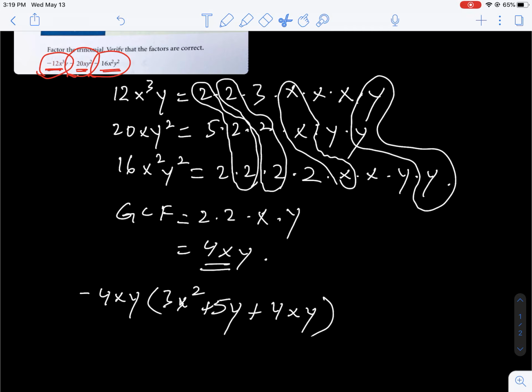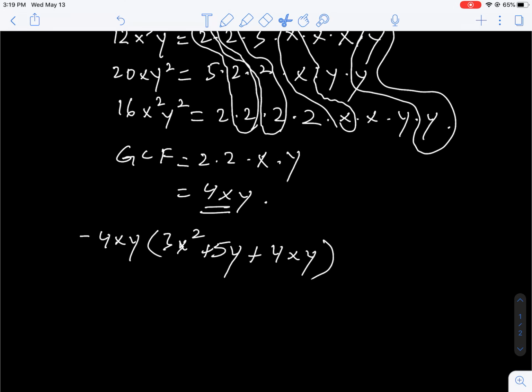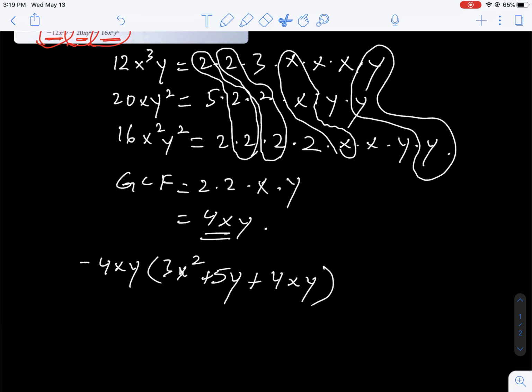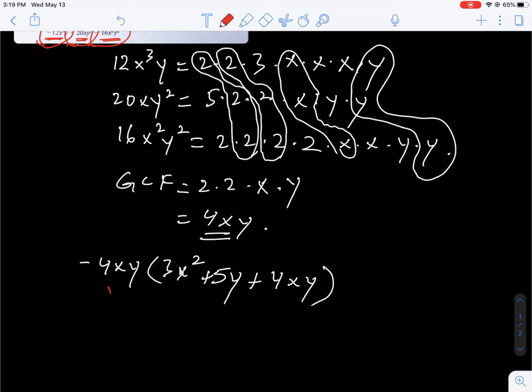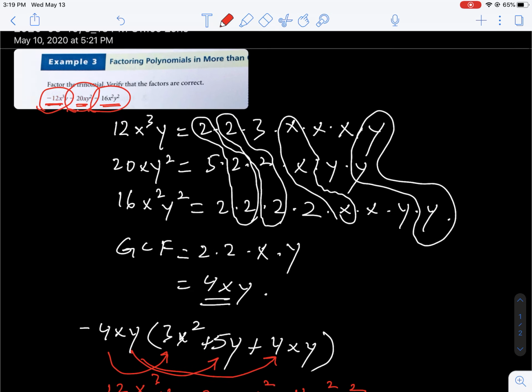In this case, it has one variable x, another one is y. Okay, in order to cross-check just to see if we have done it correctly, you can expand it. So this is how we expand. We will times 3 and 4, which will be minus 12. X squared with x will be x cubed and y. And we will times minus 20xy squared, and then this one minus 16x squared y squared. Let's see if we have the original expression.